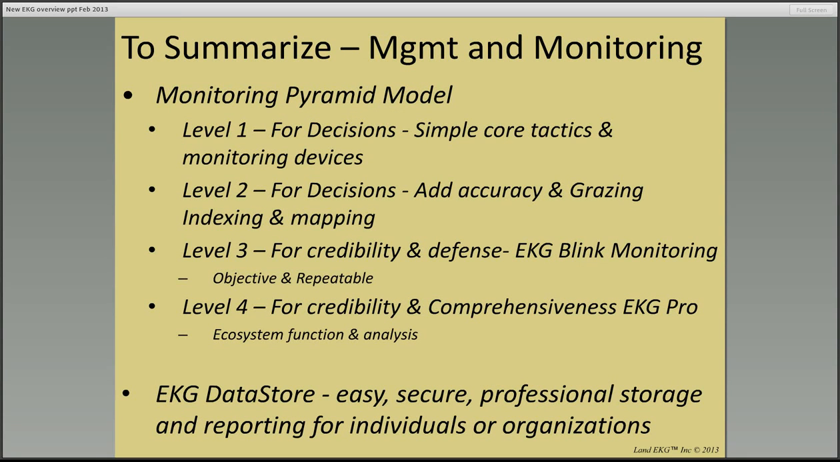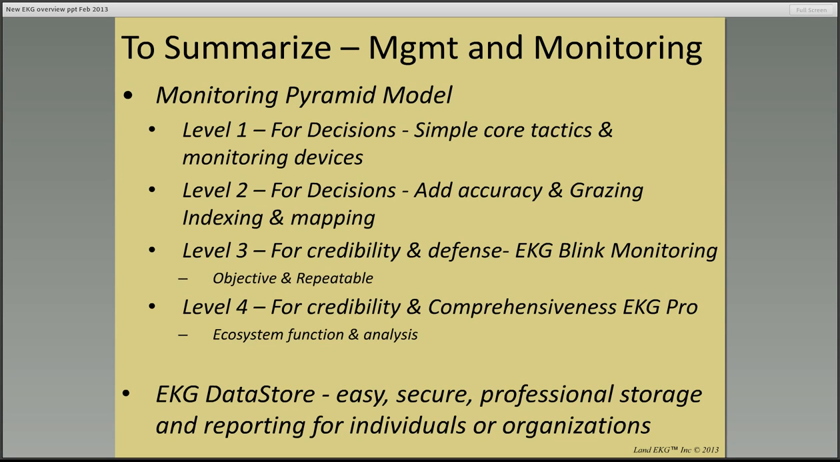So really, to just give you a summary, this notion of being able to manage something really does require being able to track it in some way. There's a number of very simple things that we can go to relative to that monitoring pyramid level, everything primarily for decision making, some simple core tactics or tools or devices that can be used. Once again, in level 2, we are adding accuracy and things like grazing, indexing, and analysis and mapping, but it's still primarily from a decision perspective.